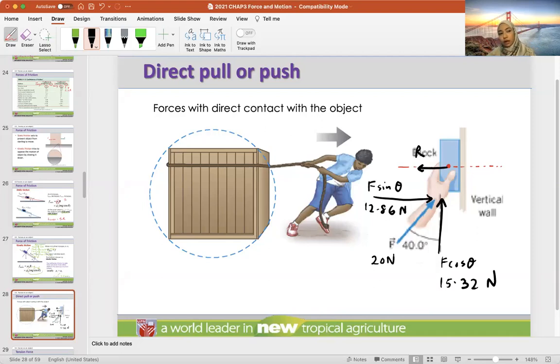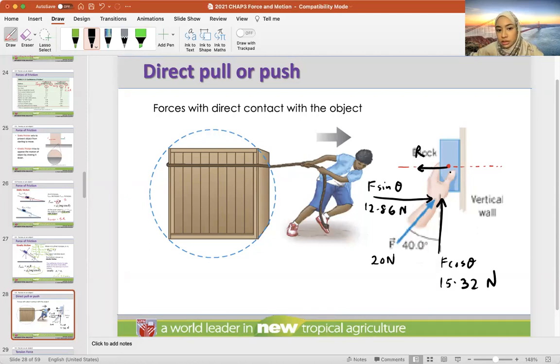Okay, so if they ask you what is the force that is opposing the reaction force, you can say, oh, it's F sine theta equals 12.86, assuming that this is the only force happening in this situation. So you would say, okay, R is opposing F sine theta, which is 12.86 Newton. Okay, so this is how you resolve the forces.